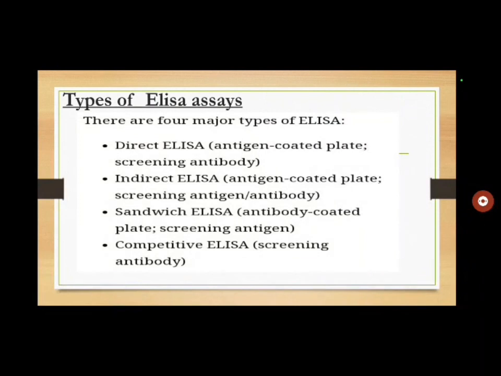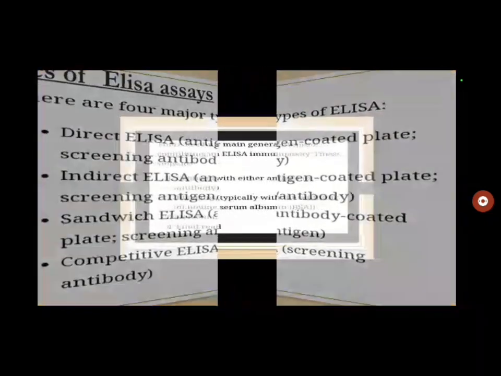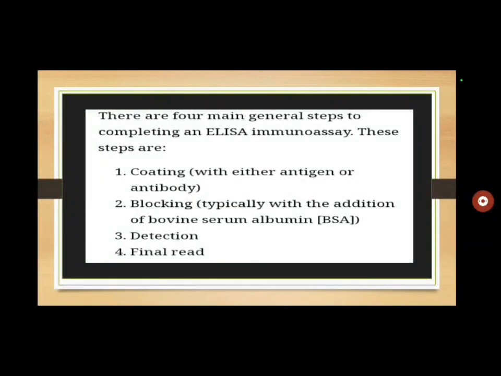There are four major types of ELISA: direct ELISA, indirect ELISA, sandwich ELISA and competitive ELISA. There are four main general steps to completing an ELISA immunoassay. These steps are: number 1, coating with either antigen or antibody. Number 2, blocking, typically with the addition of bovine serum albumin. Number 3, detection, and the last is final reader.